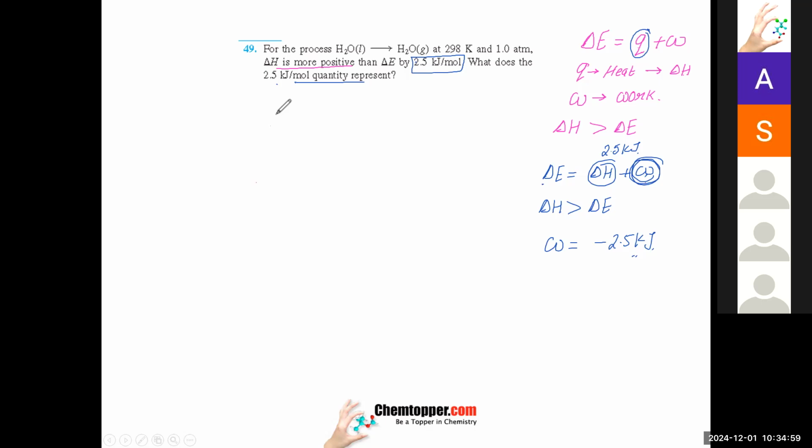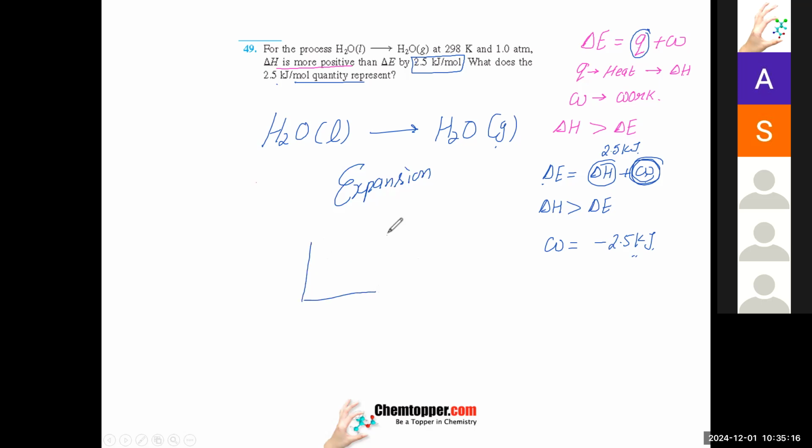You can see here, it is H2O liquid to H2O gas. What is happening? Expansion. Gas has more volume. Expansion means pressure is increasing. This is the piston. So force is applied from inside. Piston is moving up. So who is doing work? H2O gas. The system is doing work. How much work is the system doing? This much. That is the reason delta E is less than delta H.